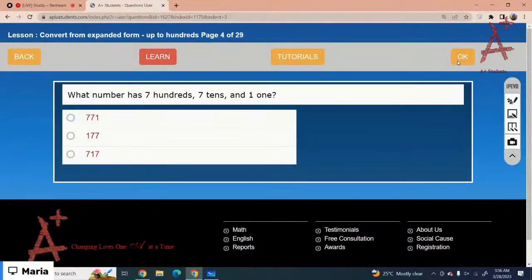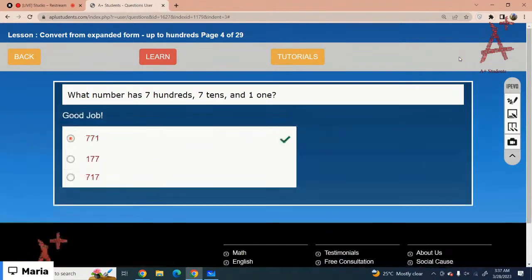What number has 7 hundreds, 7 tens, and 1 one? Which number do they make? 7 is at the hundreds position, 7 is at the tens position, and 1 is at the ones position. So here is the number: 1 is at the ones position, 7 is at the tens position, and 7 is at the hundreds position. That means they make 771.